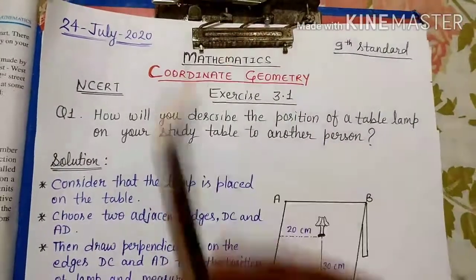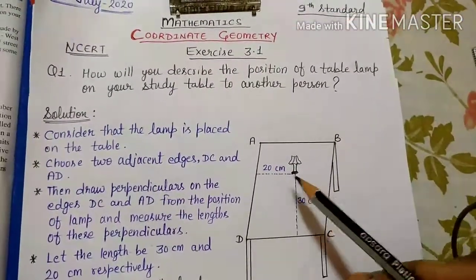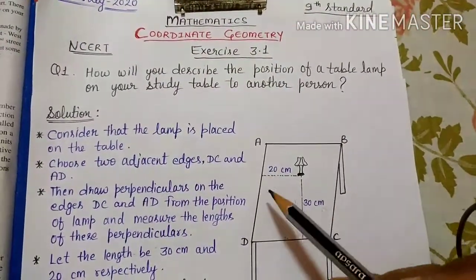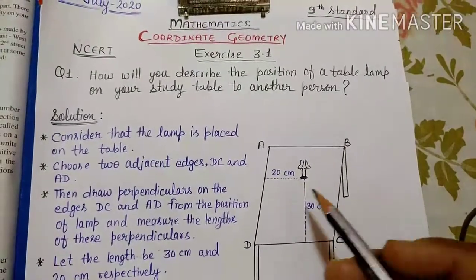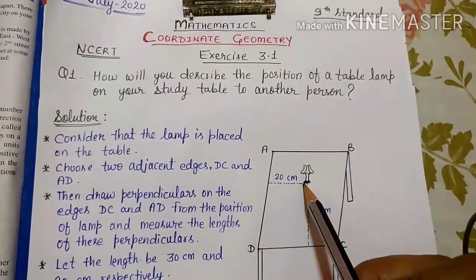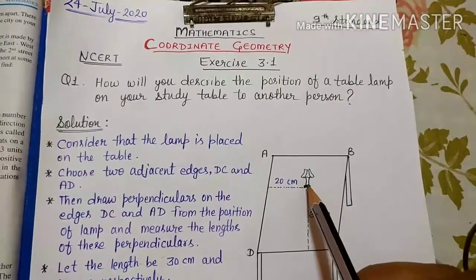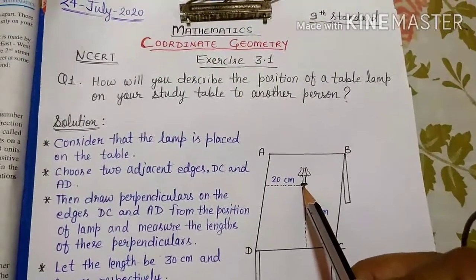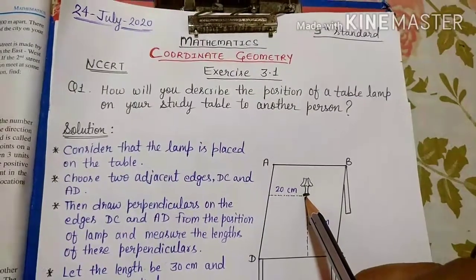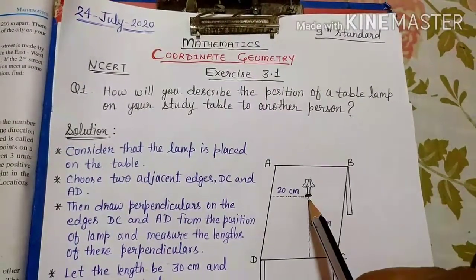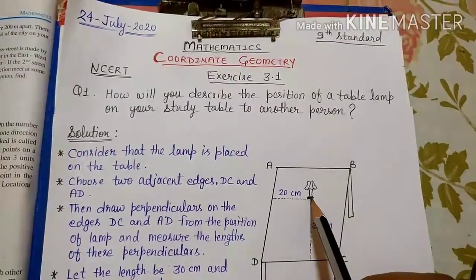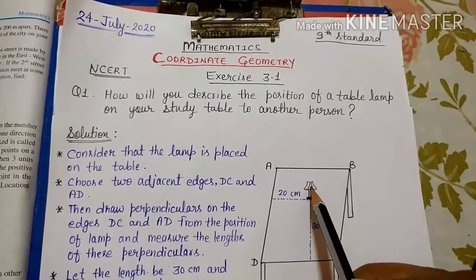Suppose that you have this study table, which has four vertices A, B, C and D, and your table lamp is located here. You have put your table lamp here. Now you have to describe the position of this table lamp to another person, to your friend or to someone else. So let's consider that this lamp is placed on the table here only, as I have made this lamp also.